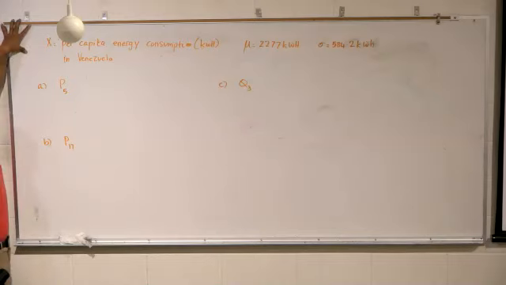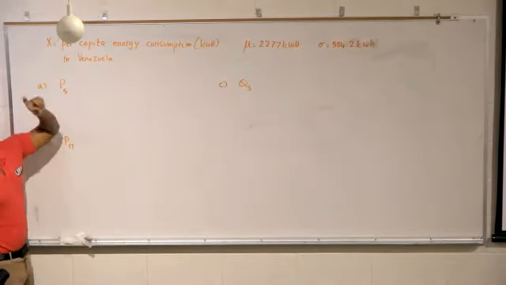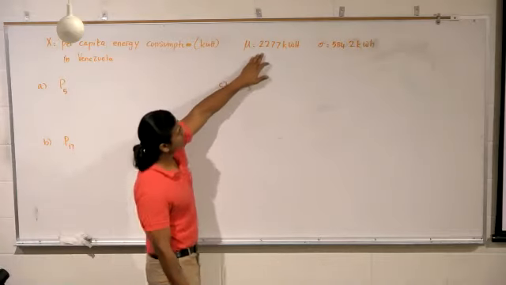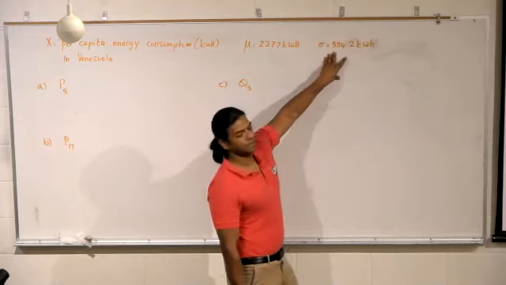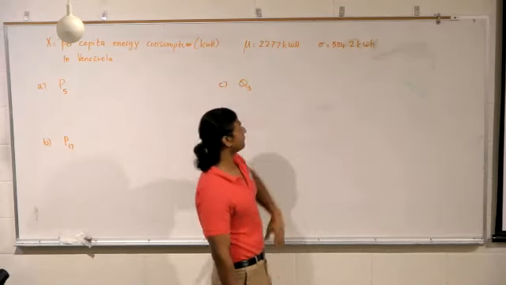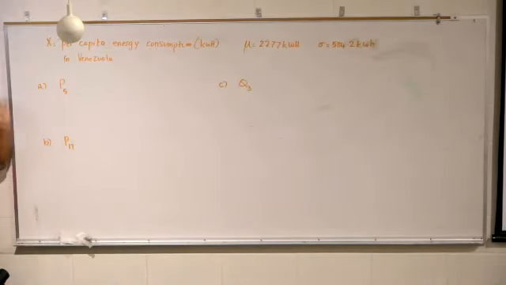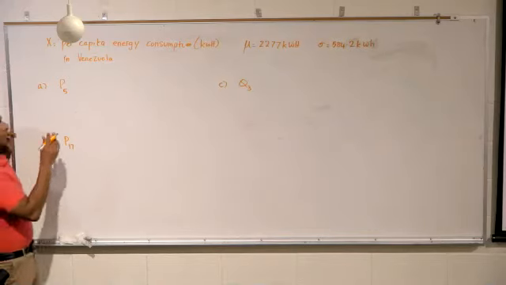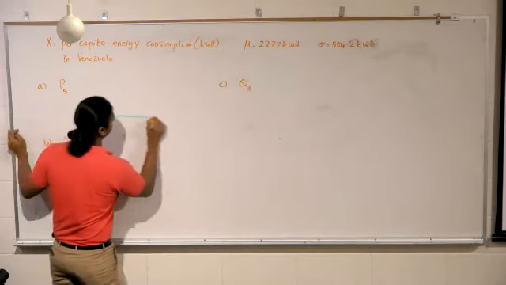The random variable X is the per capita energy consumption in kilowatts per hour in Venezuela. The mean is given, 2,277 kilowatts per hour, and the standard deviation is 584.2. It is normally distributed, given in the problem. So if you can't do this directly, what should you do? Draw it out, like always.